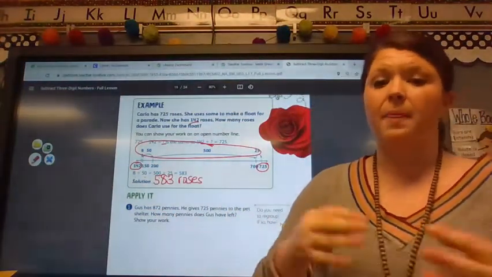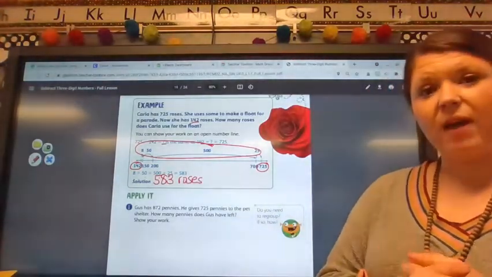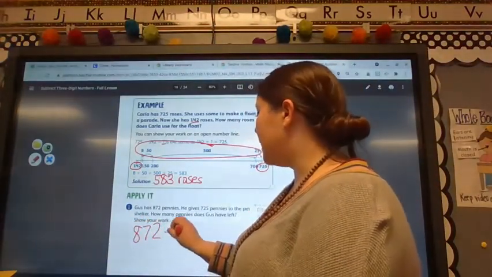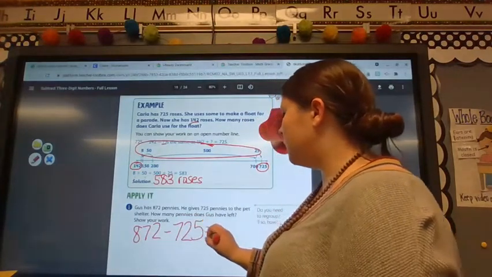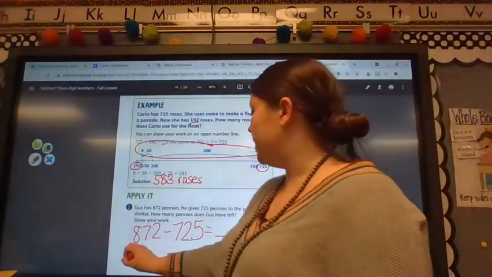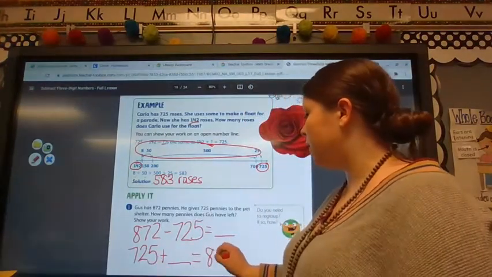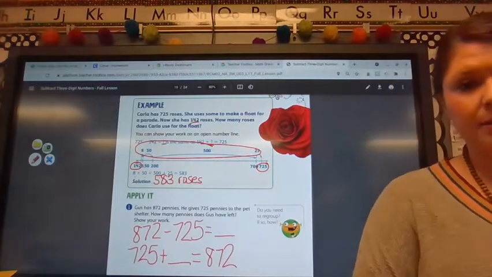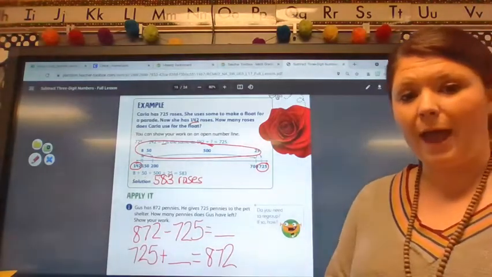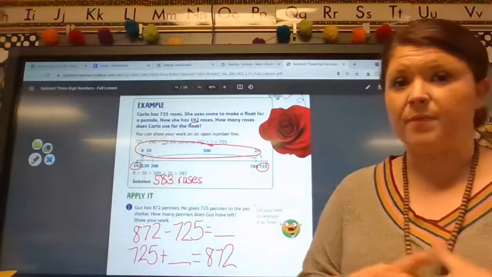So how can we find that number that he has left? We can find the difference between those two numbers. So we can say 872 minus 725 equals that missing part of how many pennies he has left. Or we could take the pennies that he gave away, add to the pennies that he has left to have his total of 872 pennies. Our little hint says, do you need to regroup? If so, how? So either way we choose to solve, we should still end up with that same missing part.